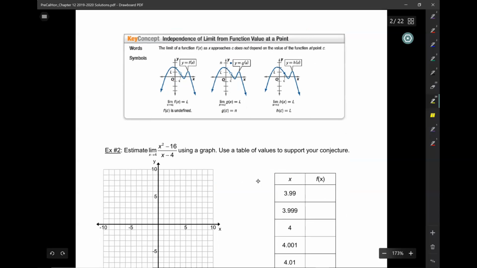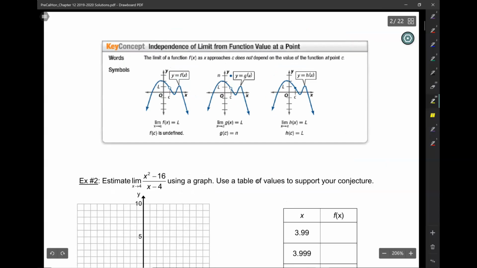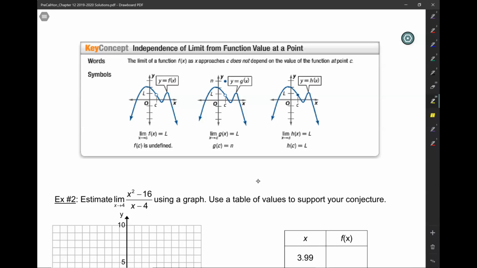Okay, so let's talk about a couple of scenarios. There are 3 scenarios where this can happen. So look at this function here, okay? We have x equals c. Now, as I approach c, where is the graph? Here. The graph is decreasing to this point, L. From the opposite side, the graph is increasing to that point, L.